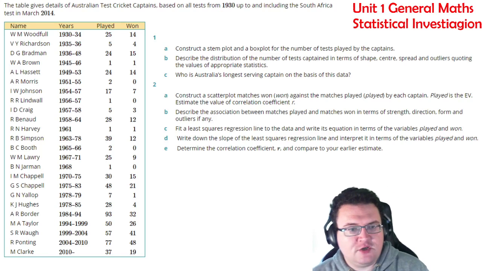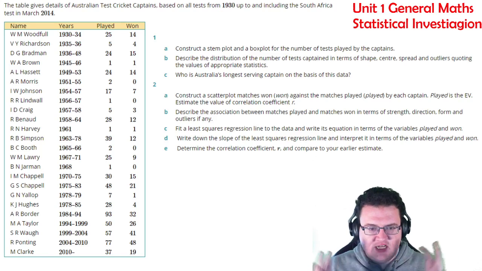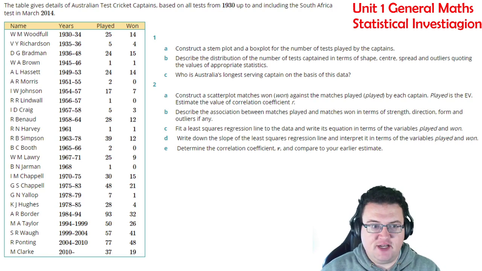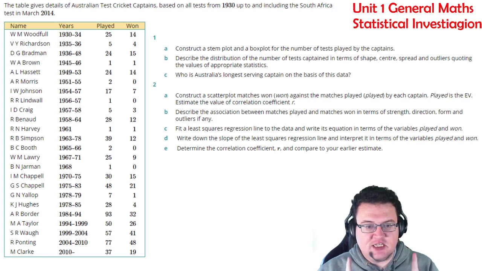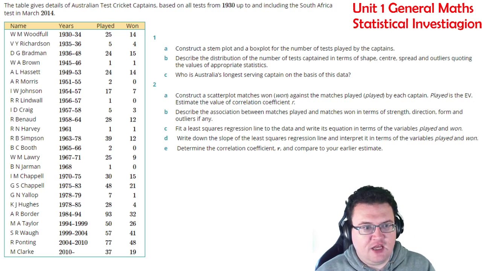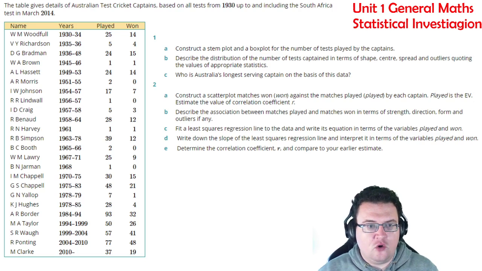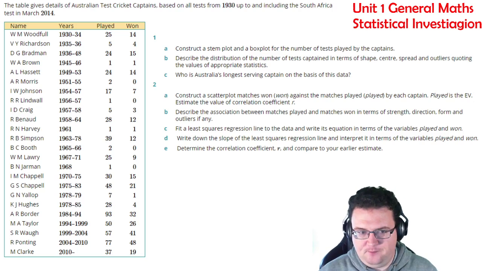Hi everyone, and what we're doing today is we are bringing it all together. So this is all the stuff that we've done in chapter 7 regarding bivariate data, and the idea is that this task here will allow us to bring it all together and apply all of our things with a single set of data. So what we have here is the table of details of the win-loss records of the Australian Test cricket captains based on all tests from 1930 up until 2014.